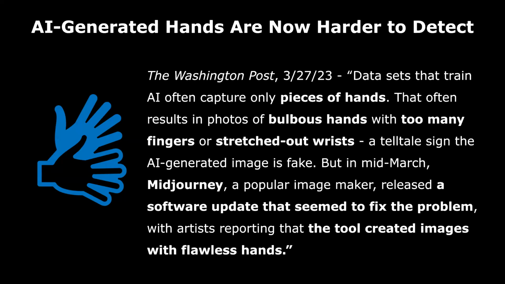As a March 27, 2023 article from the Washington Post explained, quote, "Data sets that train AI often capture only pieces of hands. That often results in photos of bulbous hands with too many fingers or stretched out wrists, a telltale sign the AI-generated image is fake. But in mid-March, Midjourney, a popular image maker, released a software update that seemed to fix the problem, with artists reporting that the tool created images with flawless hands," end quote.